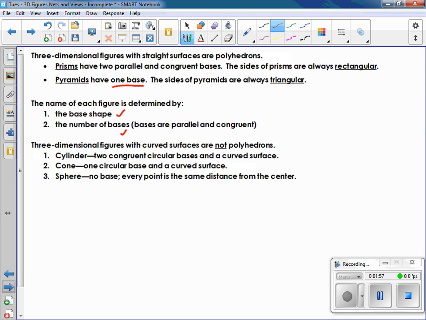And there are some three-dimensional figures with curved surfaces. They are not polyhedrons because of those curved surfaces. And you've seen many of these before: cylinders, cones, and spheres. Cylinder has 2 bases, just like a prism, except because of that curved surface, we call it something special. Cone has 1 base, just like a pyramid, but again, because of that curved surface, we call it something different. A sphere has no base. Every point on it is the same distance from the center. That's one that you see all the time in real life. It's like the ball.